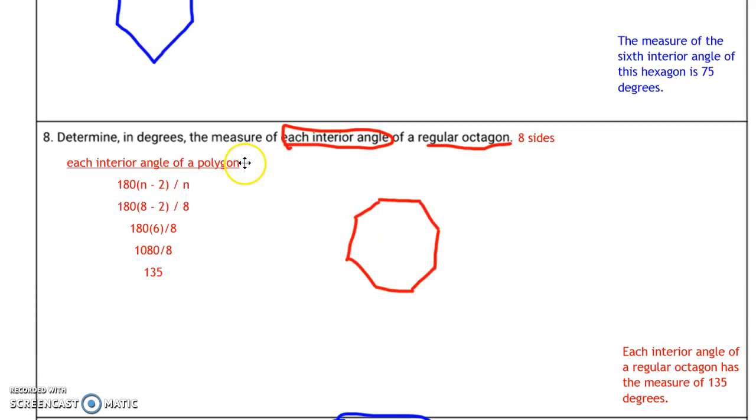Each interior angle of any polygon is this formula, just like from before. So now we're going to be using 8 for our number of sides. We get 1080 divided by 8 is equal to 135, which means each interior angle of a regular octagon has a measure of 135 degrees.